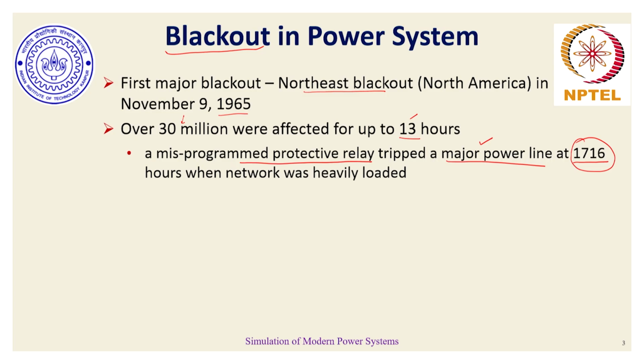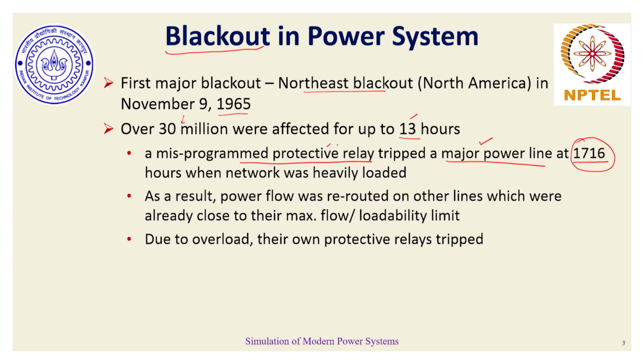So one of these power lines, which was heavily loaded because the network load was very high, because of this misprogrammed setting in the relay, the line got tripped. As a result of which, again, network physics has to be true. Since power is being generated and there are entities which would consume power, the electrical power or current always figures out a way of where it should flow.